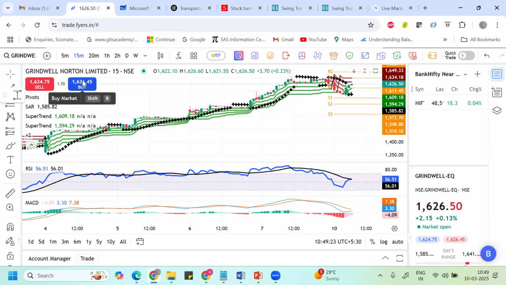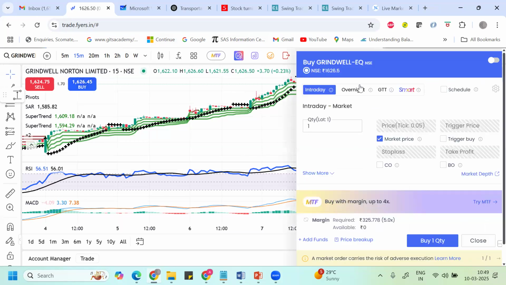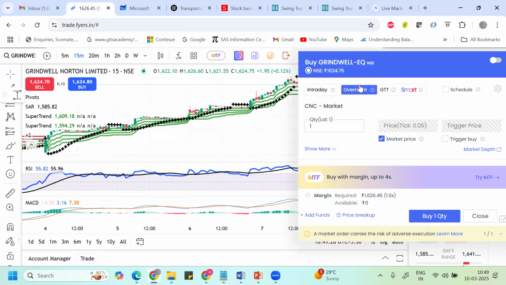If you want to get into delivery, that is, if you hold overnight, you have to pay 100% of the money. You will get complete ownership of this share, and you can hold it as long as you want. For swing trading, you can hold this share for 1 week to 1 month. For positional trading, you can hold it for 3 months, 6 months, like that. For investment purposes, you can hold it for more than a year. If you are doing a delivery trade, you have to pay 100% of the money. You don't get any leverage.